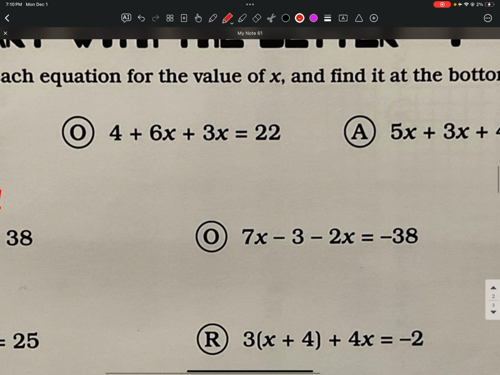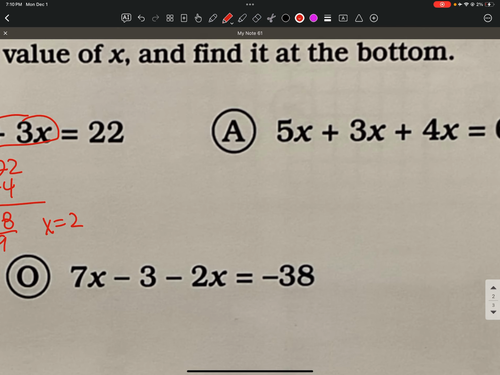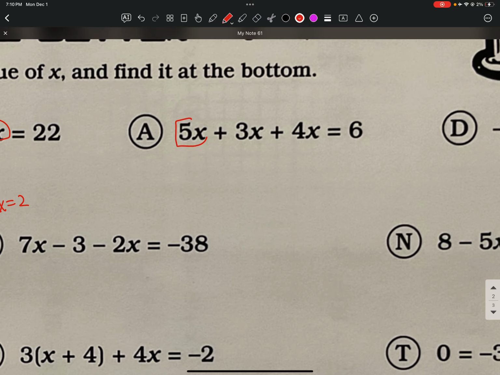Okay, let's see. We've got 4 plus 3x's and 6x's is 9x's equals 22. Minus 4, minus 4. 9x's equal 18. Divide by 9. X equals 2. 5x's and 3x's is 8x's plus 4x's is 12x's equals 6. Divide by 12. X equals 6 divided by 12, but 6/12 is really 1/2.